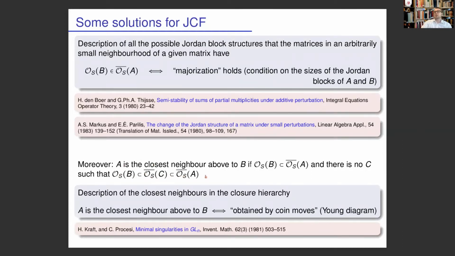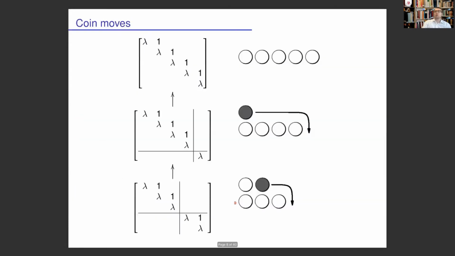And this result was firstly derived by Kraft and Procesi. And the condition again can be stated in the language of Young diagrams or coin moves if you wish, and it can be interpreted as the following.